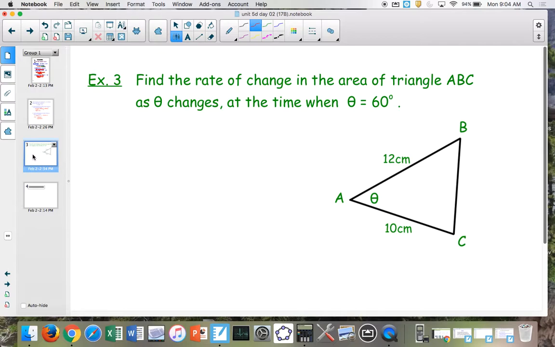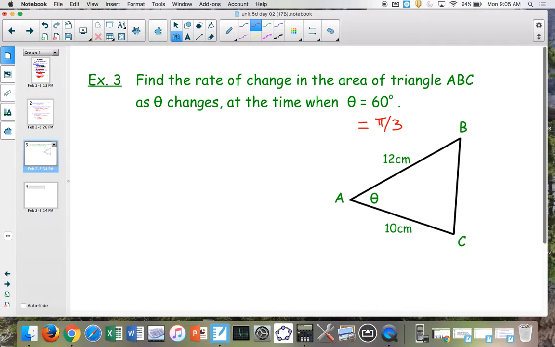Now the first thing you have to remember when we're dealing with derivatives and trig functions is we need to be in radian mode. When we calculated the derivatives of sine and cosine, that was all with the understanding that we were dealing in radians, not degrees. Alright, so our units will be in radians.